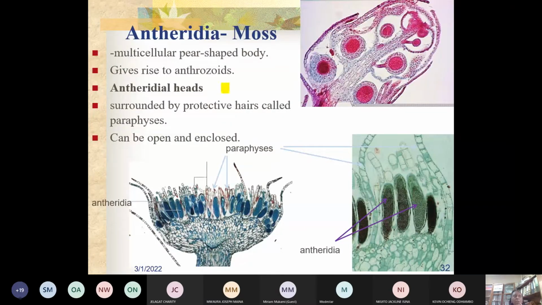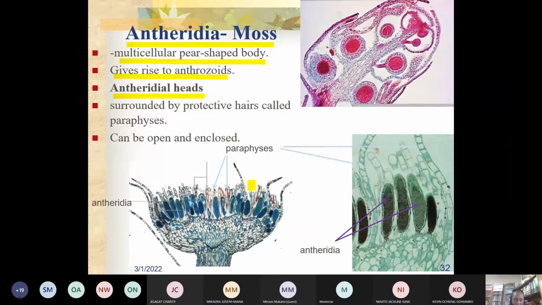Okay, now let's look at the reproductive structures of the moss. So here we still have antheridia and archegonia. So let's look at the male first, the antheridia. So antheridia are pear-shaped, and their function is to give rise to the sperms or anthrozoids. But here they are born on a head. So they are born on an antheridial head.